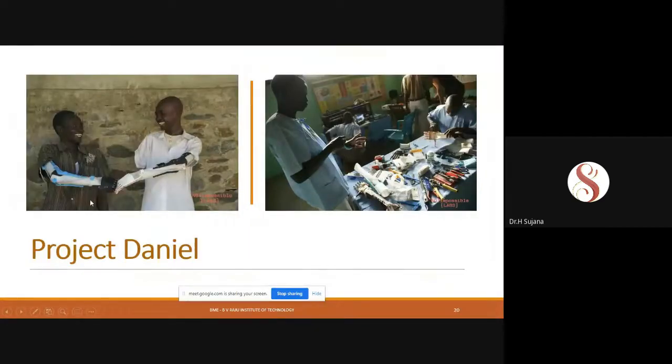So you can see the amputees with the 3D printed prosthesis. This guy, Mick, he didn't just provide a prosthesis for one boy, Daniel, and go off. In the local hospital, he has set up a 3D printing lab, and he taught the people there how to design and how to print and provide a prosthetic limb to the war victims. So this is Project Daniel.